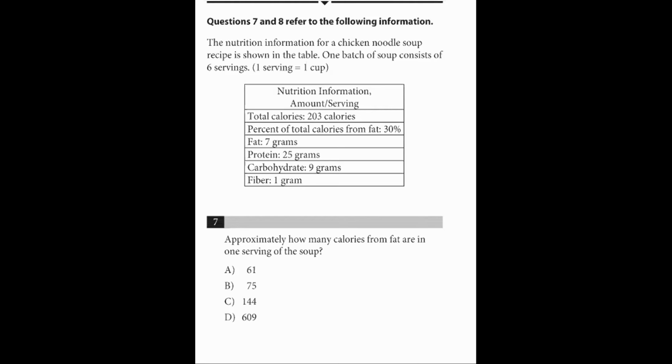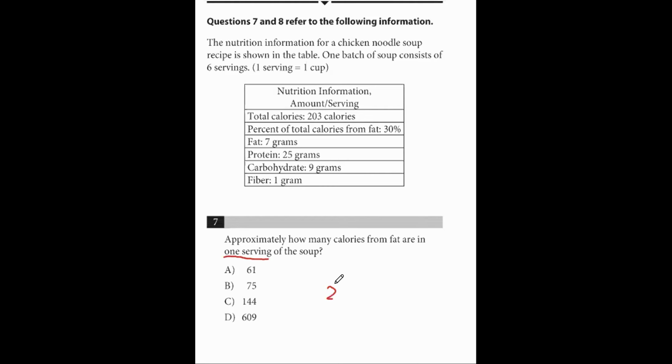Okay, so for question 7, given a table, approximately how many calories from fat are in one serving of soup? So we're looking at one serving. This is nutritional information, amount per serving, so this is already in the format that we need. So in this case, the percentage of total calories from fat is 30%, and the total calories is 203.